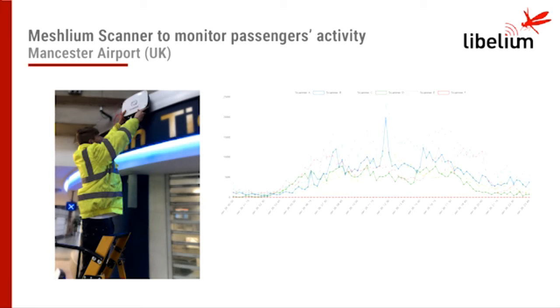So this is how our technology has helped Manchester Airport and how Innotech went to it, giving an end-to-end solution, combining Libelium technology and their software platform, Crowded.